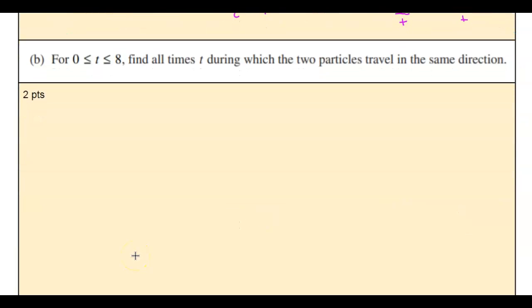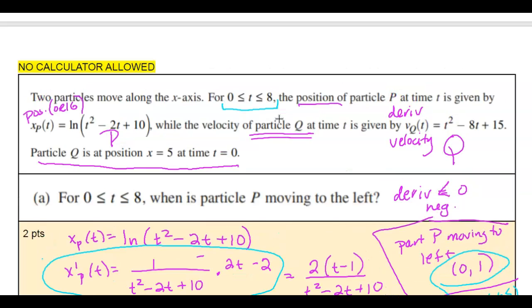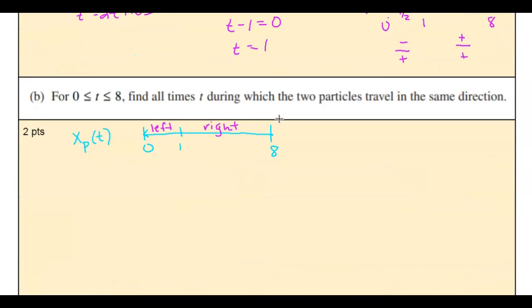Okay, part B. So for 0 to 8, find all the times t during which the two particles travel in the same direction. So what we know is my particle P, we know 0, 1, 8. We know it's moving to the left and then it's moving to the right. What I want to compare is, what was it, Q? Yeah. So x_Q of t, how is it moving? Okay.